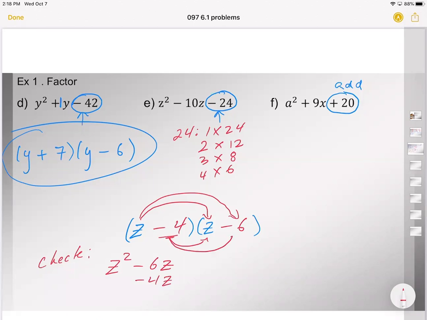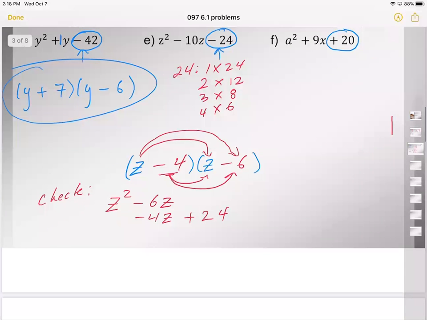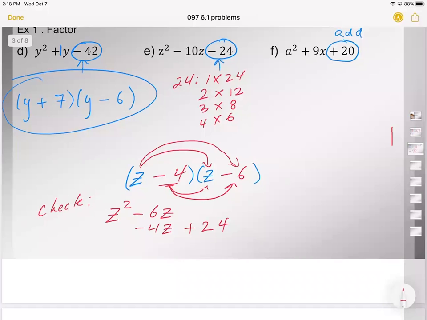But what is a -4 times a -6? A negative times a negative will give you a positive. Do you see that if you add this, you have z squared minus 10z plus 24? That is not my problem. My problem is -24, right? And if you say, oh, -24, well, all we need to do is change one of these items. How about we change one of them to be positive to make this item negative?